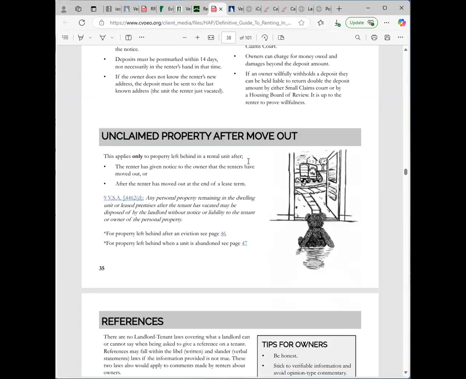Unclaimed property after move out. Let's talk about this. This only applies to property left behind in a rental unit after the renter has given notice to the owner that the renters have moved out, or after the renter has moved out at the end of a lease term. So it does end abruptly. Meaning at the end of a fixed lease term, let's say it's 1 year, it does not automatically change to a periodic tenancy.